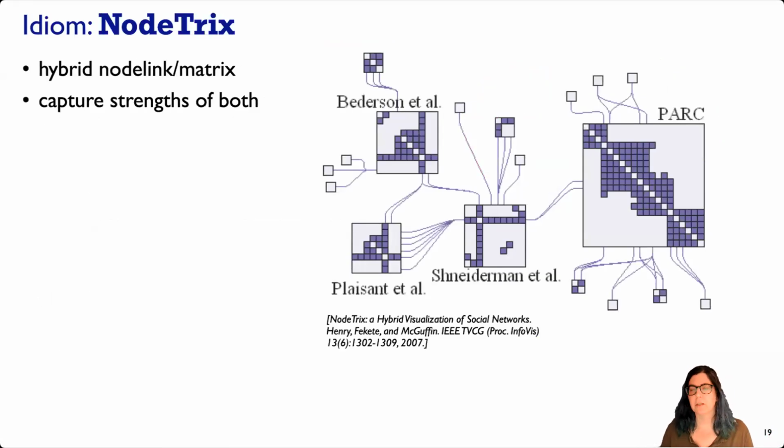So people have invented all kinds of different hybrid solutions. Here's one called NodeTrix, where people try to say, what if we tried to have the best of both worlds? Where things are dense, we'll have a little teeny adjacency matrix. Where things are less dense, maybe we'll try the node link graphs. So these kinds of things have been pursued.